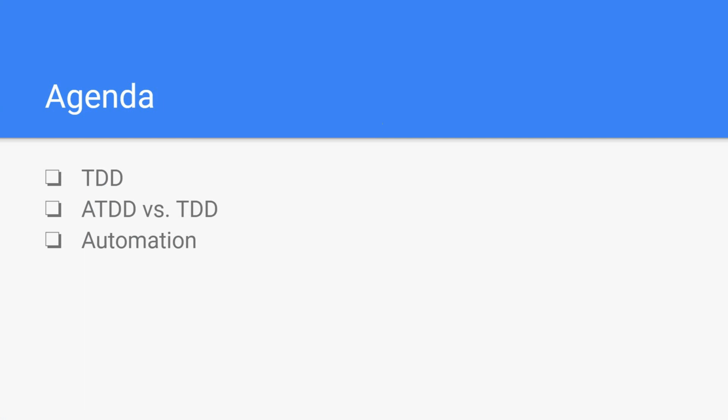So, my agenda includes what is TDD first. Then I will introduce acceptance test-driven development, and what's the relation to test-driven development. Thirdly, I will talk about what role automation plays in this process.